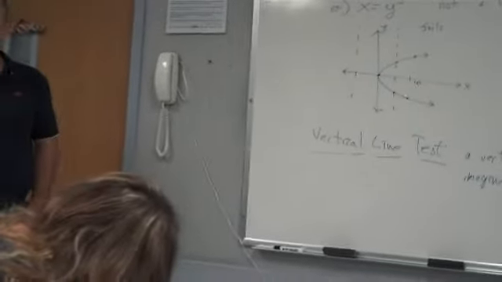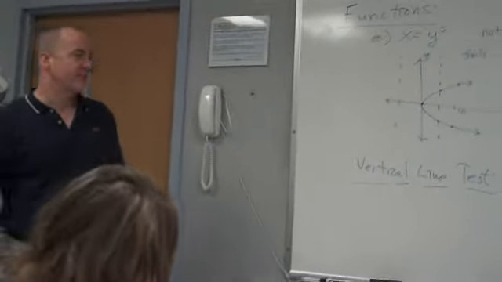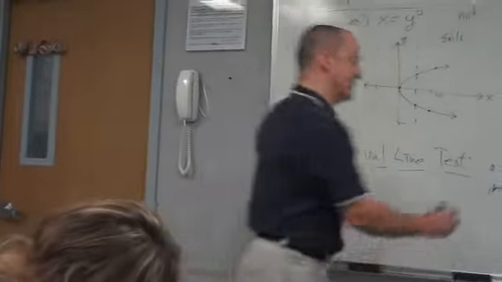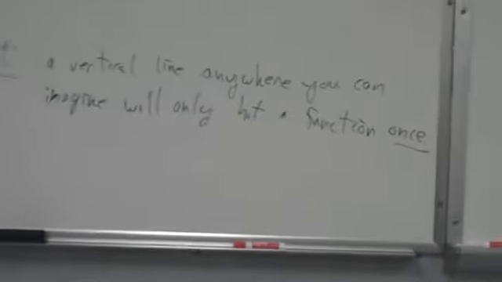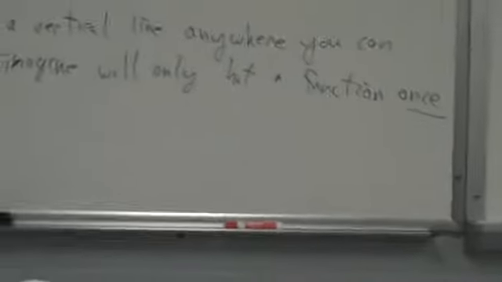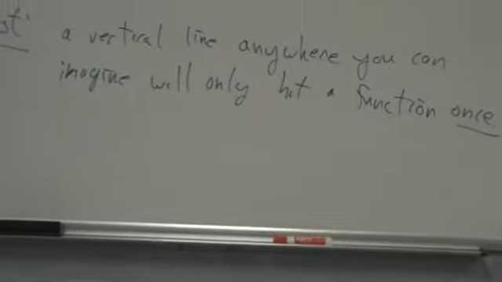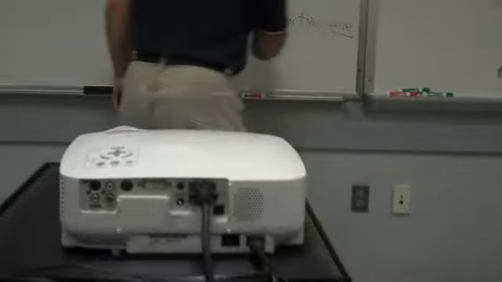Yes? What does that say after you can? A vertical line anywhere you can imagine will only hit a function once. You guys are seeing today why I like it better when I type. Well, why can't you type right now? Well, I'd be running back and forth. I didn't think I could draw it fast enough. Plus this last part, I don't really know how to graph. Does this say hit? Yes. Hit.